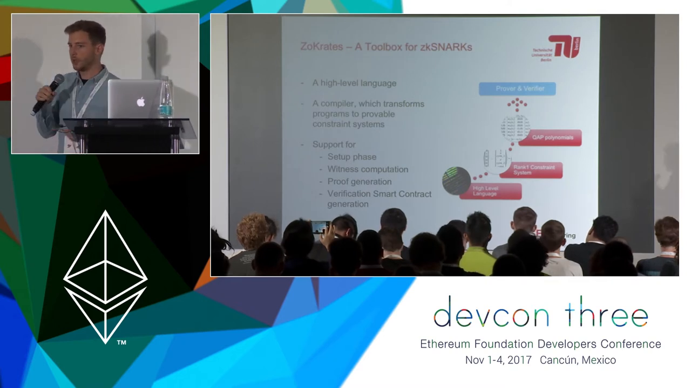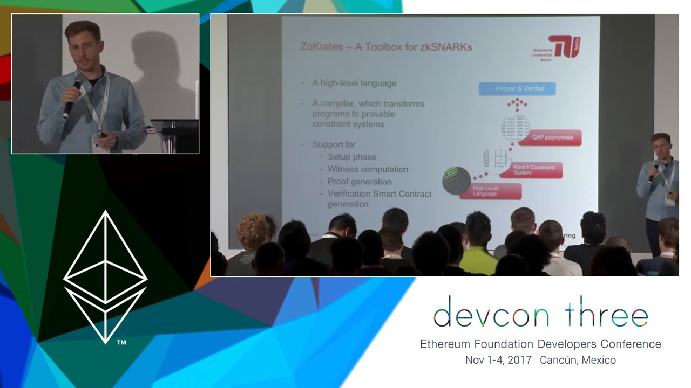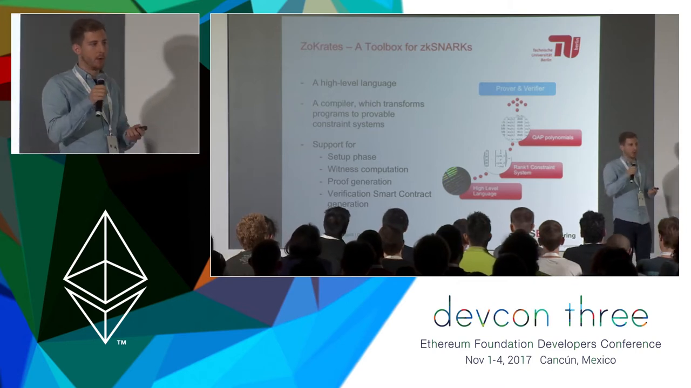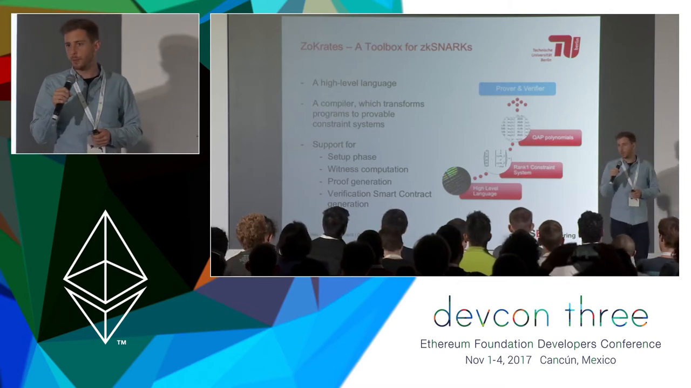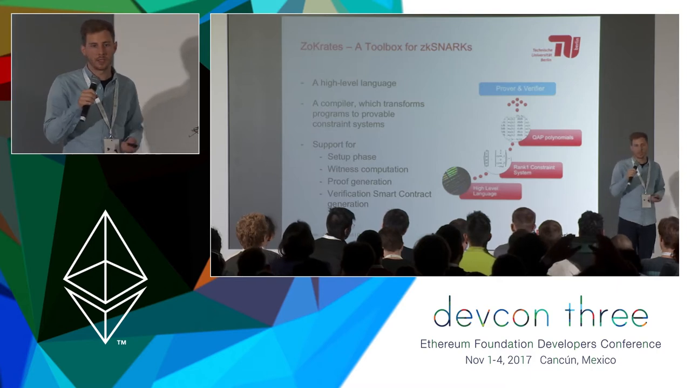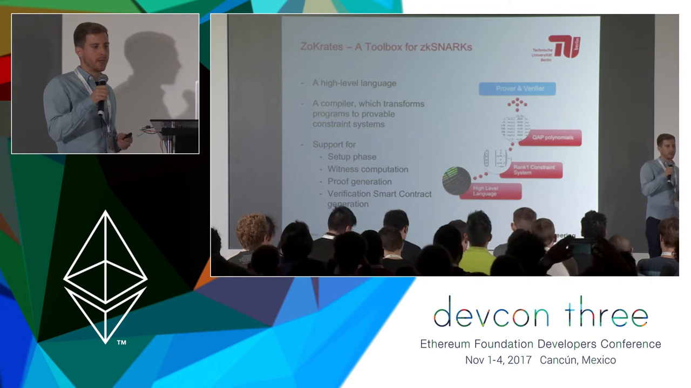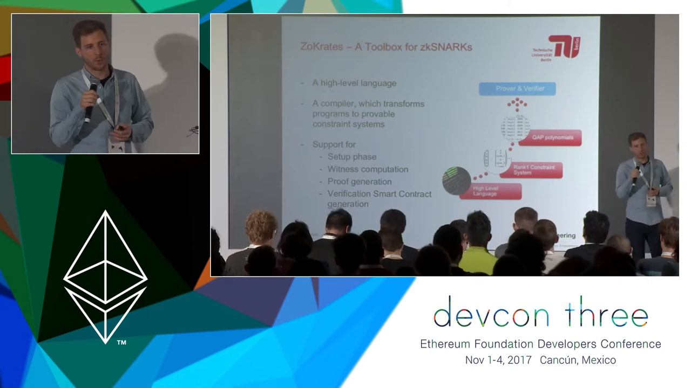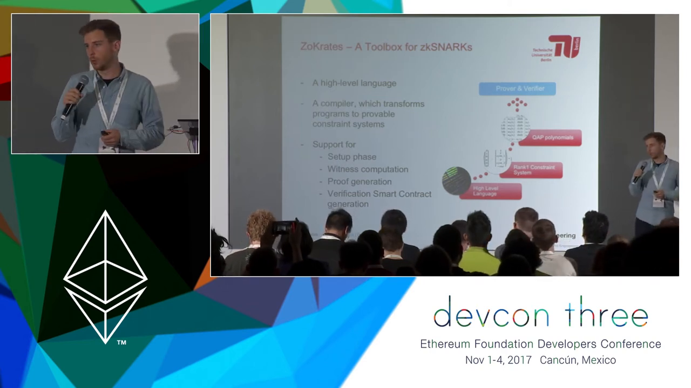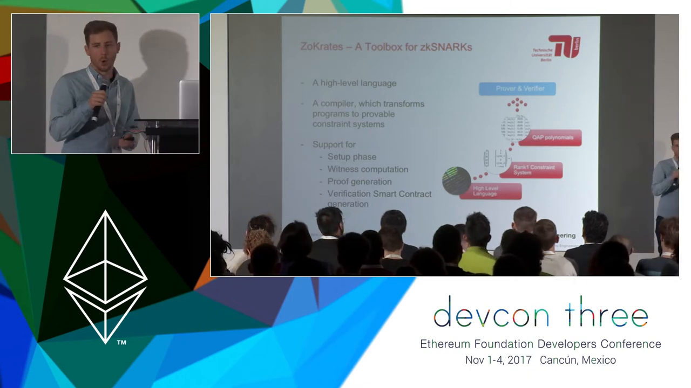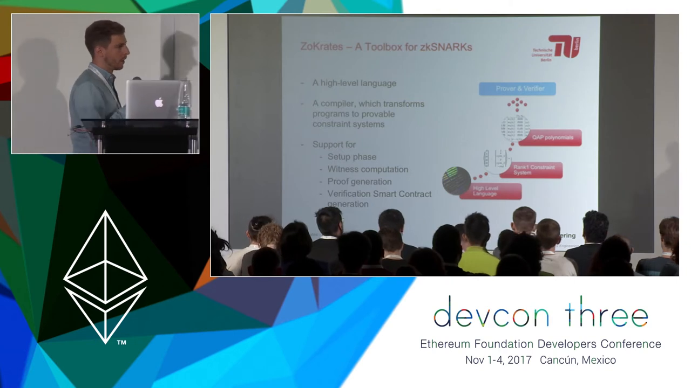So what does it feature at the moment? At the moment, it's a domain-specific higher-level language, not terribly powerful yet. I'm talking to people about what the features should be, how we can extend it, and what makes sense. At the moment, it's still quite limited. And there's the compiler, which transforms these programs into constraint systems we can use to do proofs on. Also, it provides some support with the setup phase.